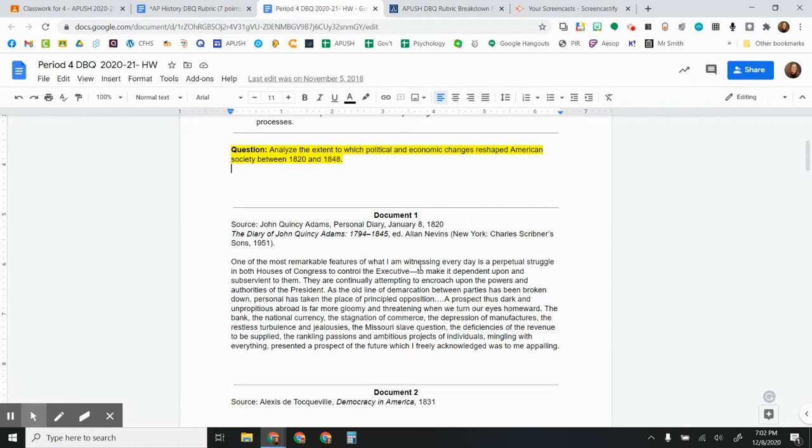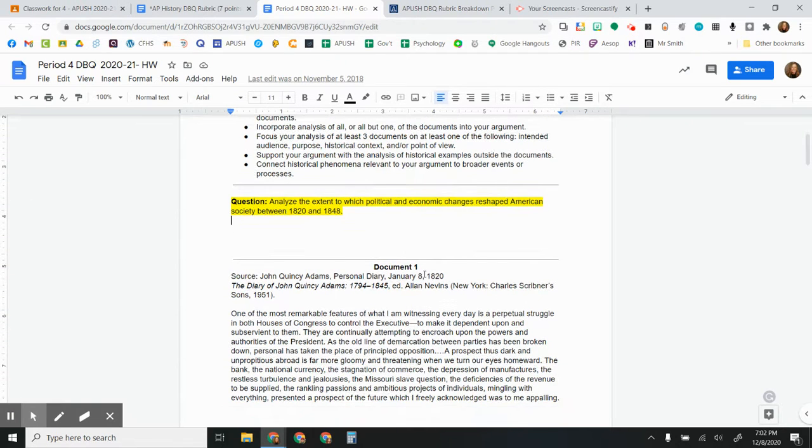So, using this as an example, let's look at it. First of all, look at the dates. You always need to stay within the dates. 1820 to 1848. So hopefully, if you're looking at this question, you are saying, okay, 1820, that's when the Missouri Compromise happened, and 1848, that's the end of the Mexican-American War and the Treaty of Guadalupe Hidalgo.